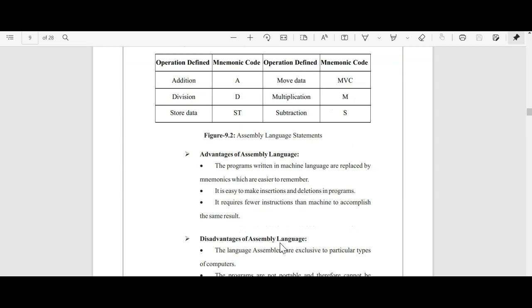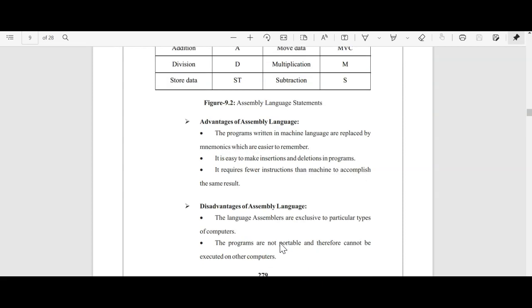So these are some advantages of assembly language. Programs written in machine language are replaced by mnemonics, which are easier to remember. You can easily make insertions and deletions, and there are fewer instructions as compared to machine language. So the length of the program is also decreased in assembly language.